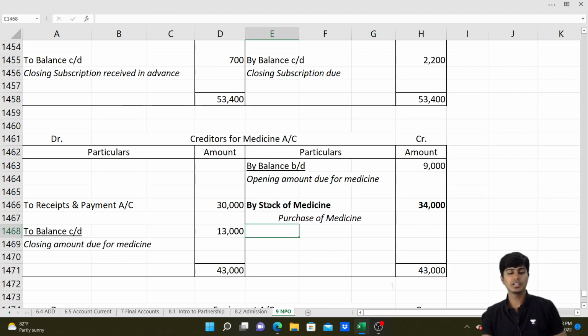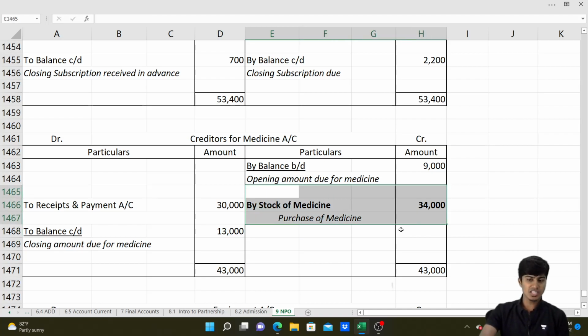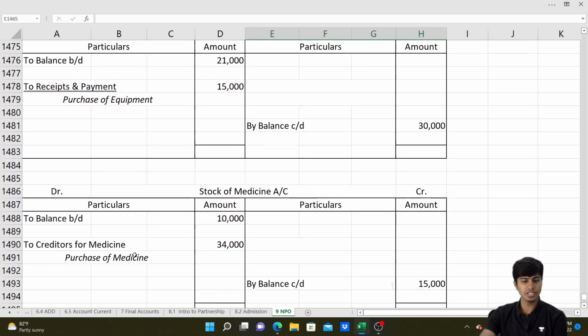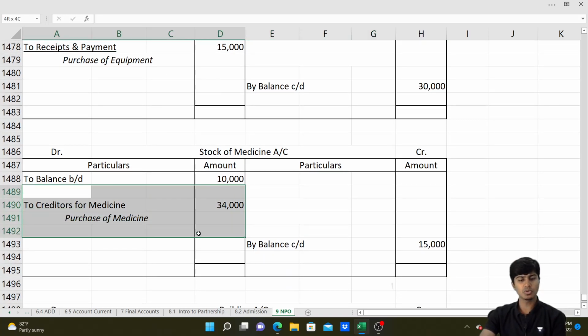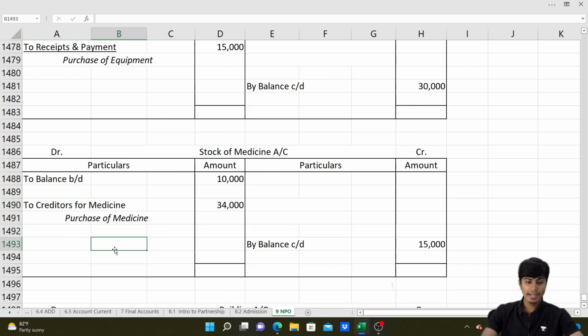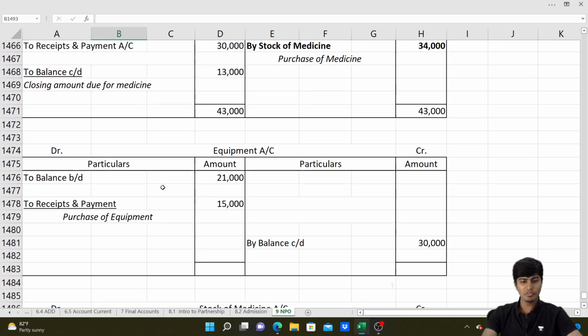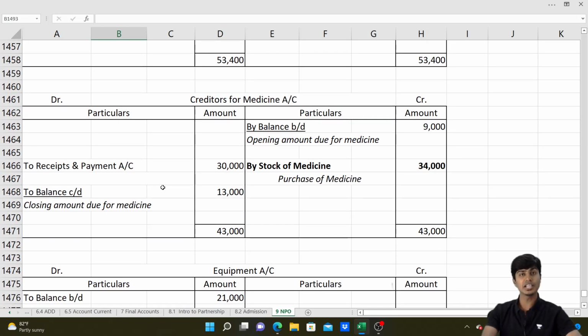You purchase medicine. So in creditors account, creditors are increasing because you purchase. I transferred to stock. In stock account, stock is increasing. So I'll debit by 34,000. Got it, everyone? I hope you understood this part as well. Cool. So stock of medicine account, we wrote that our creditors for medicine account is closed.